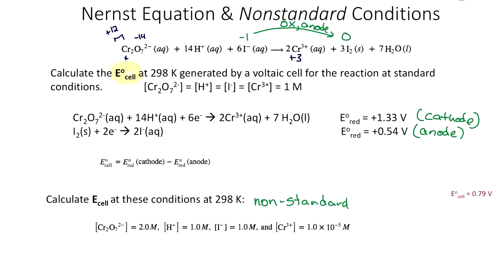+6. So chromium is going from +6 to +3, so it is being reduced. It is the cathode. But we could have done process of elimination as well and gotten the same answer. So yes, chromium is the cathode.